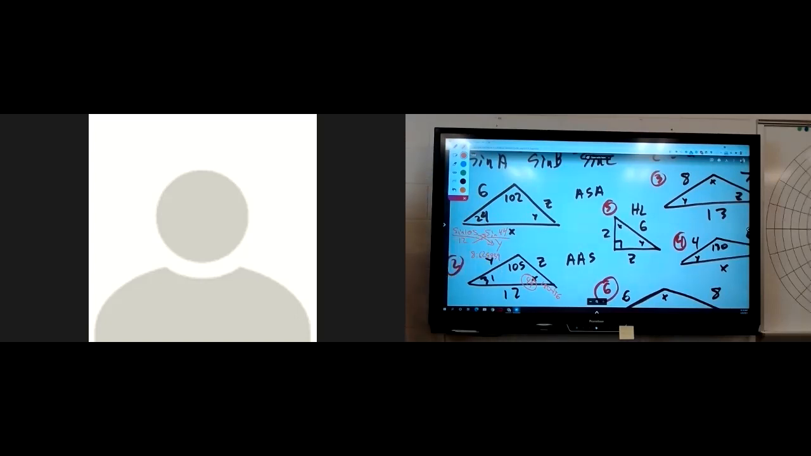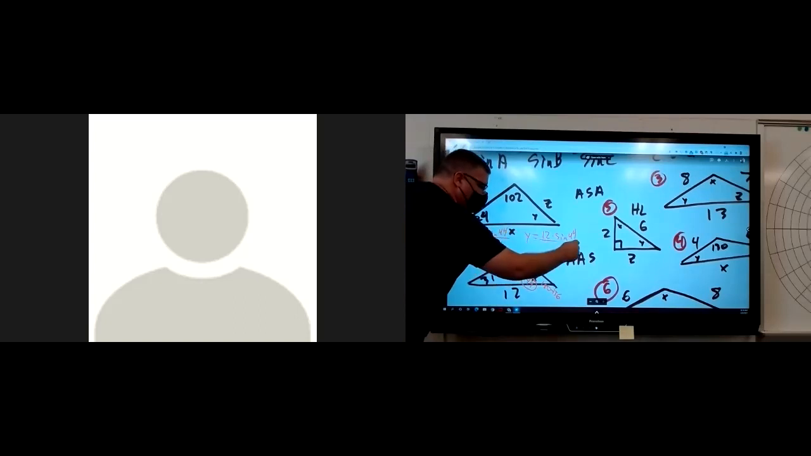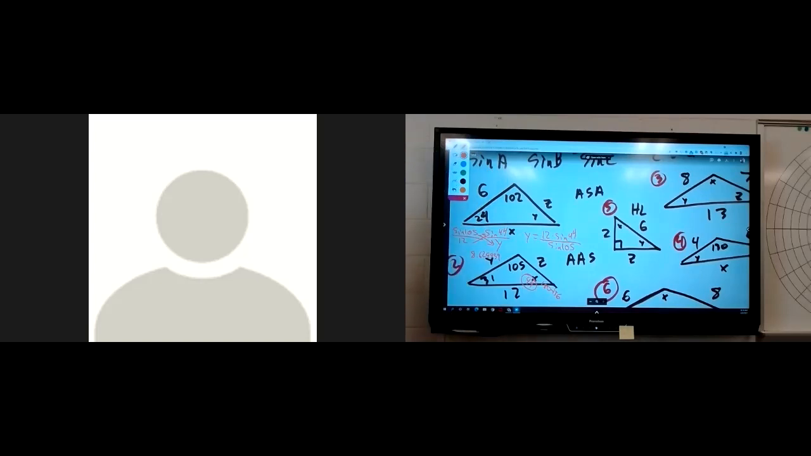Cross multiply, right? So what I end up with is y equals 12 times sine of 44. Does everybody agree with that part? And then I would have a sine 105 over here, but I'm going to move it, so I'm going to divide by sine 105 when I move it across. Do you agree?